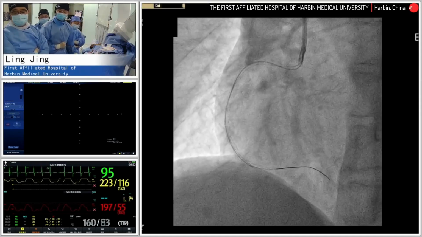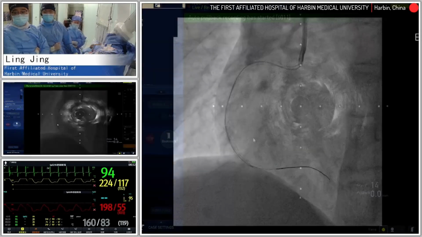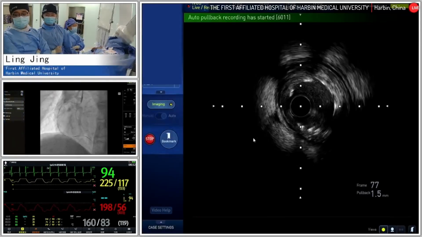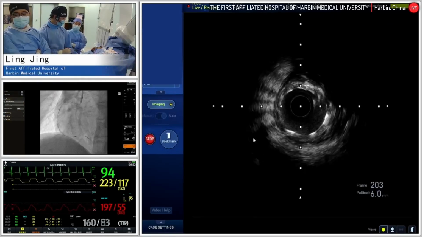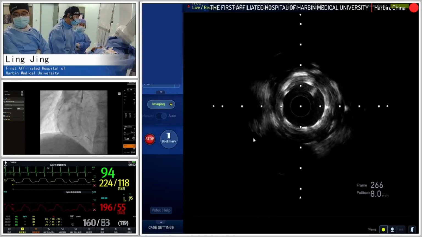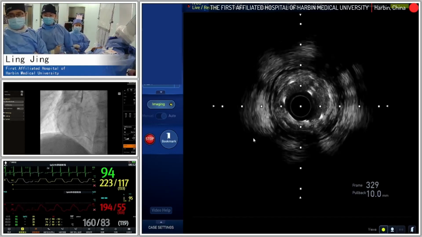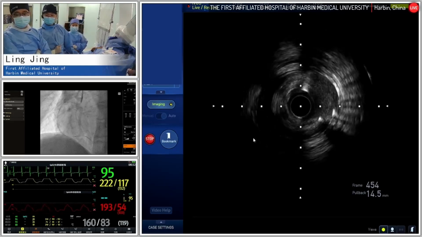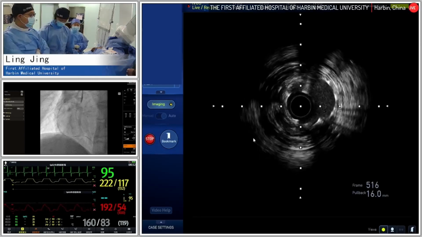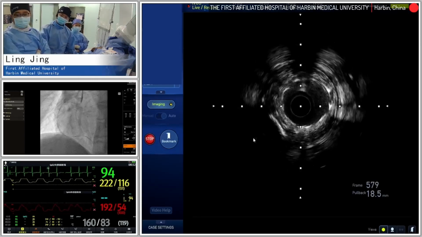Okay, let's make an IVUS pullback after the two stents. We didn't see the distal stent edge, but it's fine because later we are going to make a further probe. I think the first stent, I mean, we haven't performed the NC balloon post dilation yet, so it could be opened further after the NC balloon dilation.